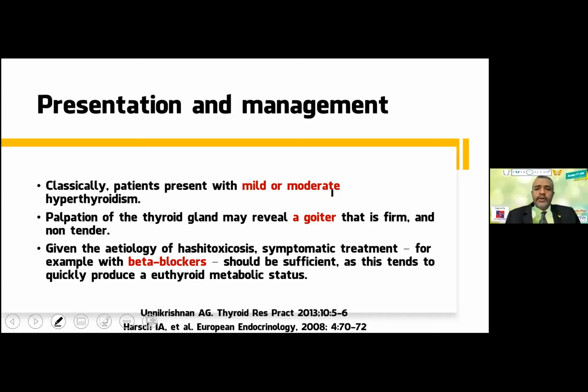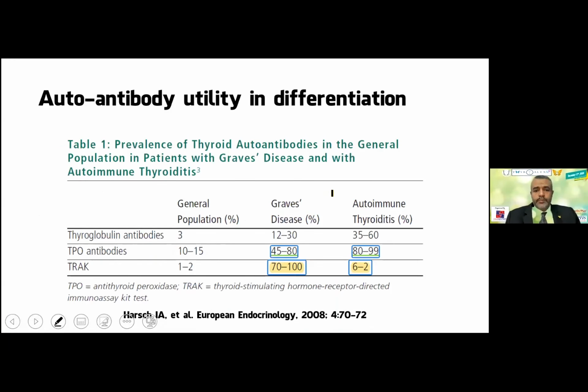So the utility of autoantibodies in the differentiation: I have told you that it is the TRAb negativity that holds the promise. Why? Because anti-TPO antibodies can be detected in up to 80% of Graves patients, and it is present in 99% of Hashimoto thyroiditis patients, so I cannot use TPO antibodies for differentiation. The same goes for anti-TG antibodies, present in 30% of Graves and 60% of autoimmune thyroiditis. TRAb is positive in 98% of patients with Graves, but it may also be present in up to 6% of Hashimoto thyroiditis patients. Still, TRAb negativity is a cornerstone in diagnosing hashitoxicosis.